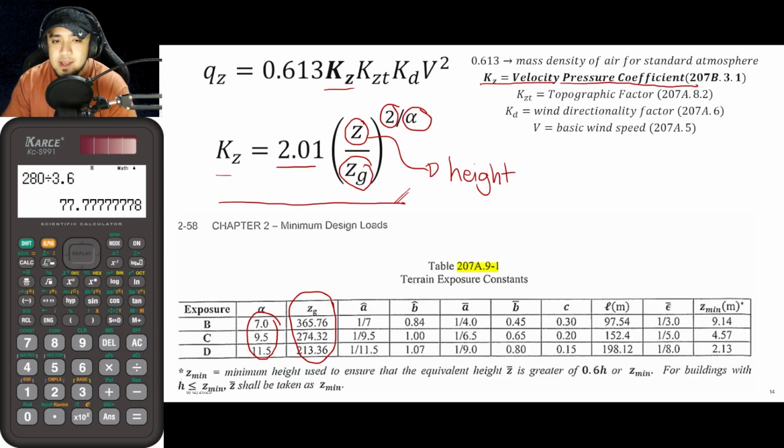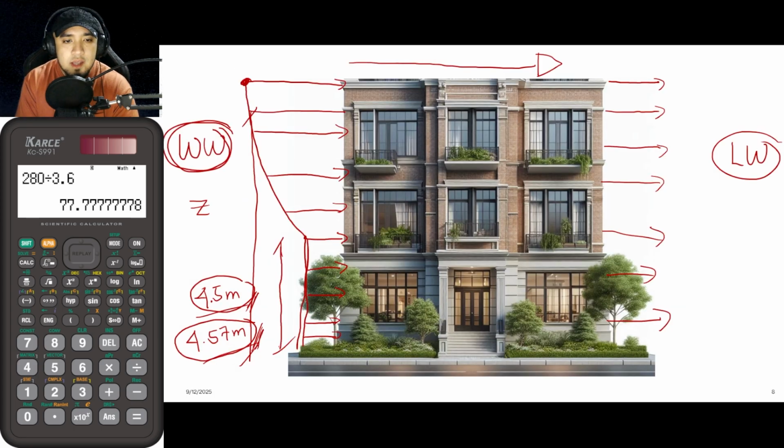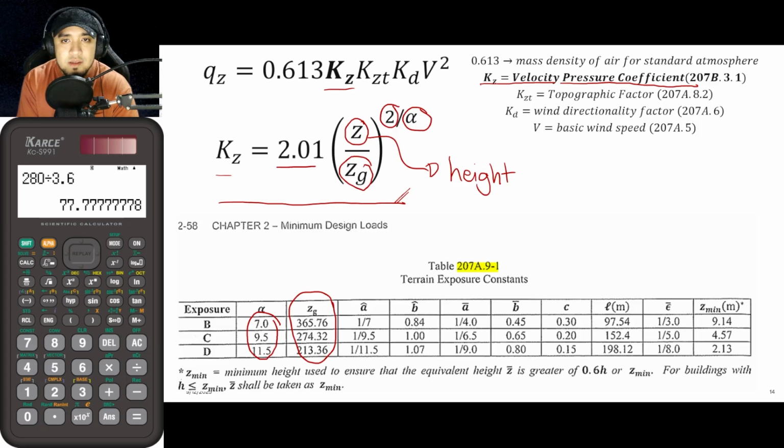Okay, so again, for z, that is the height where you are analyzing. So for example, in our figure a while ago, let's say that you are analyzing at this very location. Suppose that you want to solve for this pressure, meaning that this is the z that you will be using. If you are analyzing this surface here, this is the z that you would be using, and so on and so forth. So once again, going back here, that is the value for z. And take note, guys, that the values for alpha and zg are dependent upon the exposure.